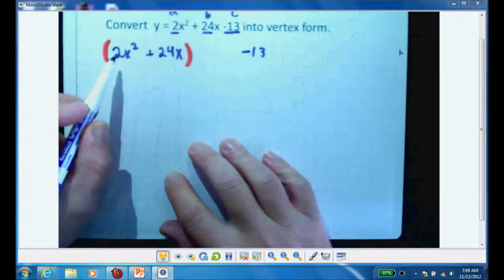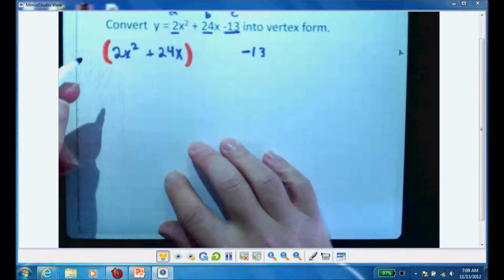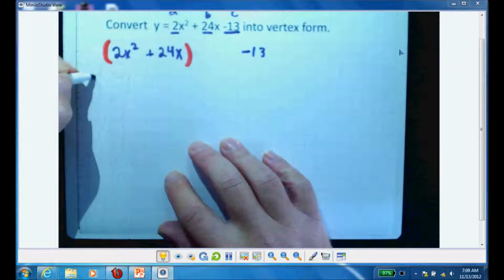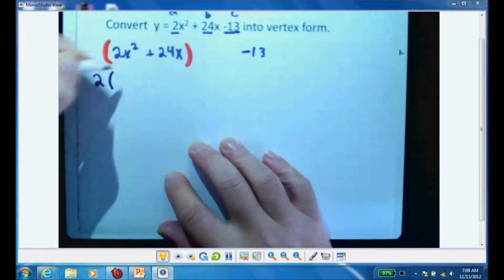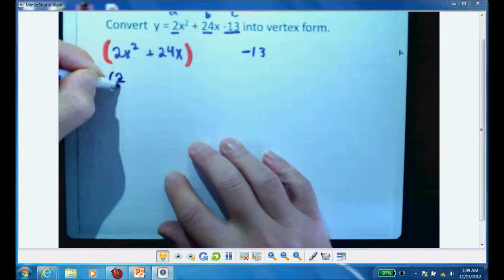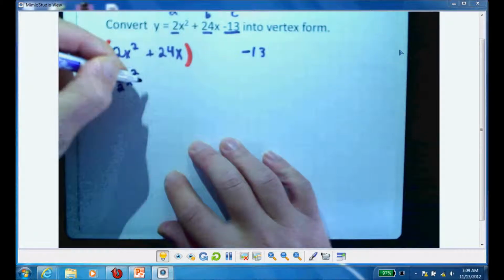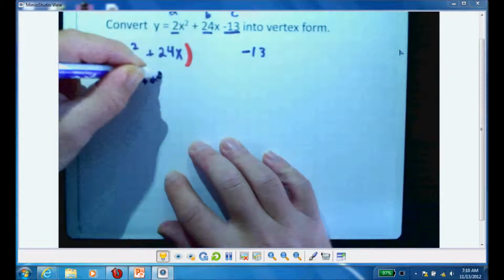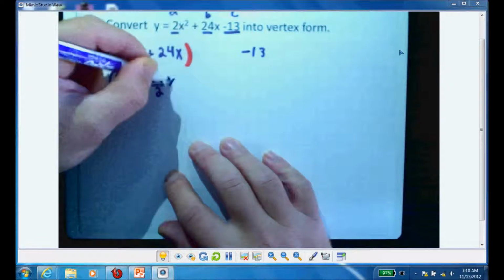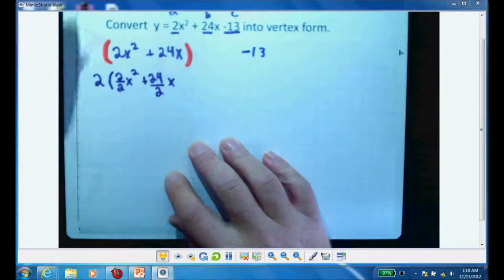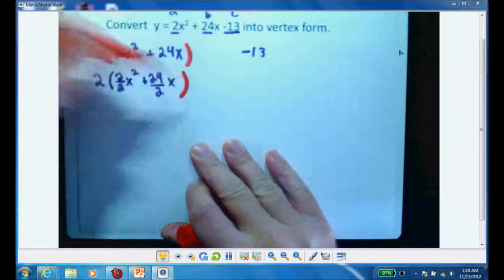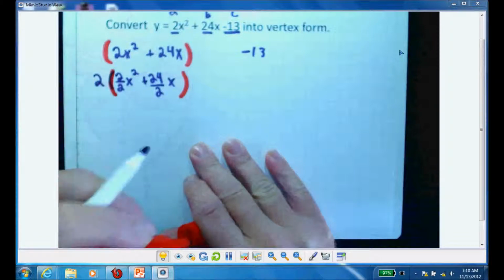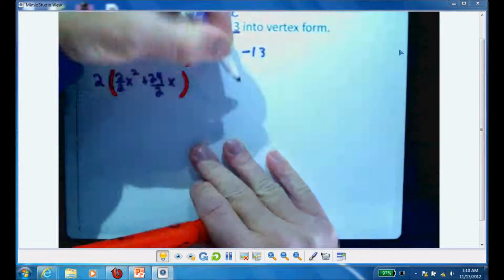So what I'm going to do is take this 2 out by factoring, and when I do, I'm dividing everything in the middle by 2. So I'm going to have 2 over 2 x to the second power plus 24 divided by 2, and then x. I'm going to do that just like that. And the reason I'm doing this is it allows me to factor out everything. And then I still have my minus 13 that's over here.